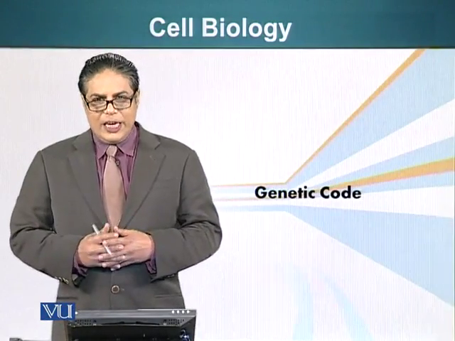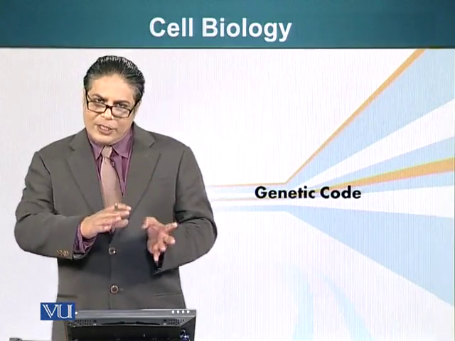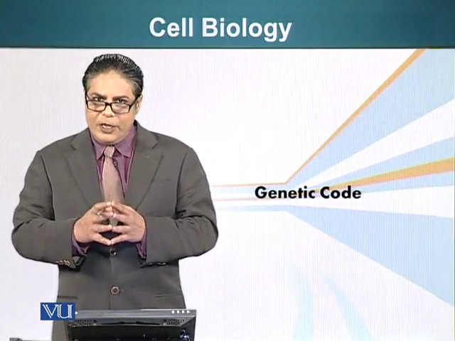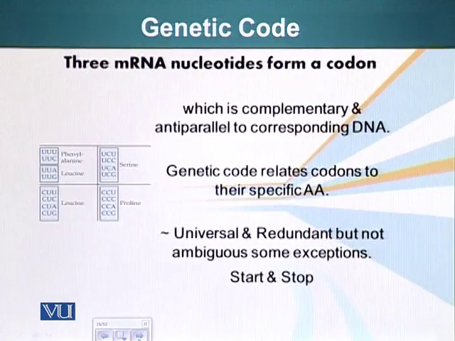Now let's talk about the genetic code. This is basically the code that translates the nucleotide information into the protein or amino acid information. There are three messenger RNA nucleotides that form a codon. These three nucleotides basically imply which amino acid will be placed in a particular protein at that region.